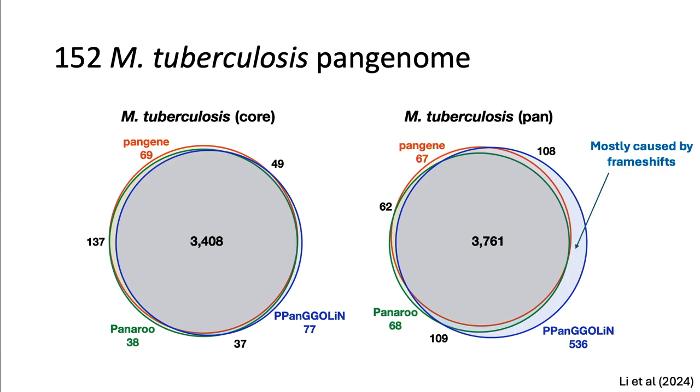And so Pangolin prefers, if there are frameshifts, you still count the new genes. But for the other two tools, if they have a large overlap on the genome, they will think this is the same gene. This is the difference, but still, these three tools agree well with each other.